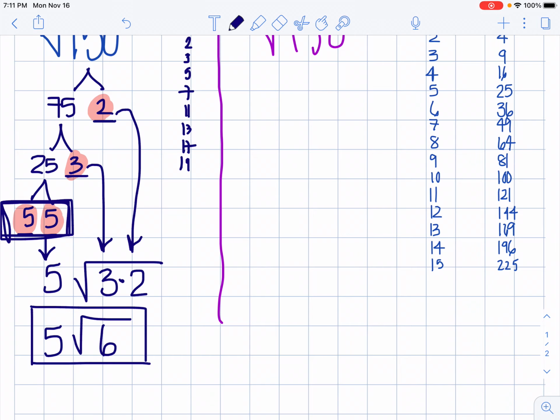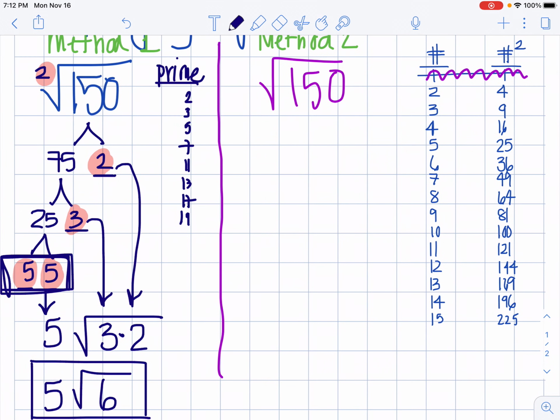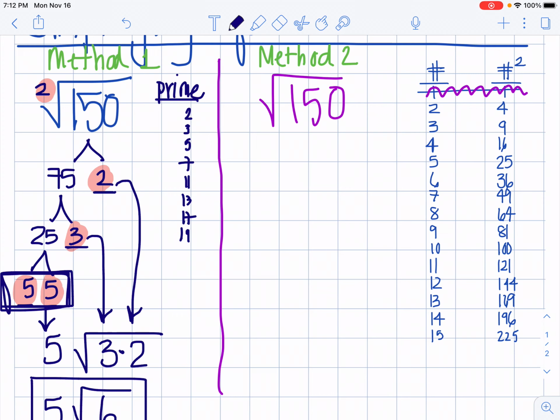Okay. Now the second method, we're not going to use a factor tree. We're going to use this chart that I made on the right hand side, and I want to look at these numbers here. Out of all of these numbers, I want to find the biggest number that goes into 150. By goes into, I mean it is a factor, or you can do 150 divided by that number and get a whole number. We don't use 1 because we're not trying to take 1 out.